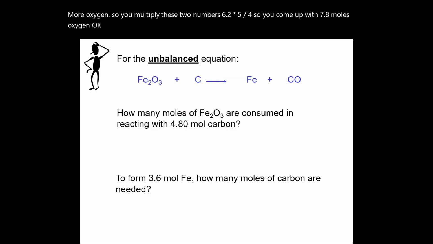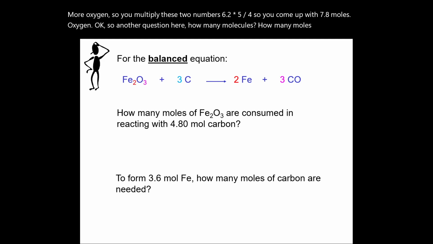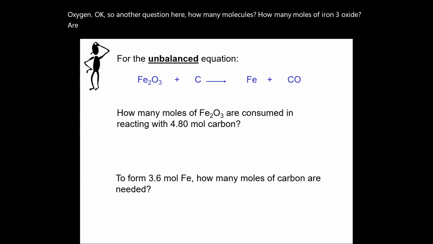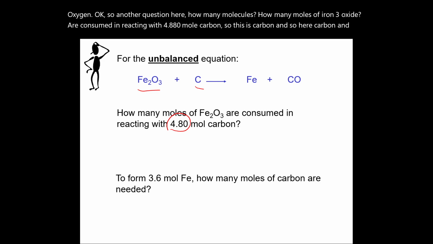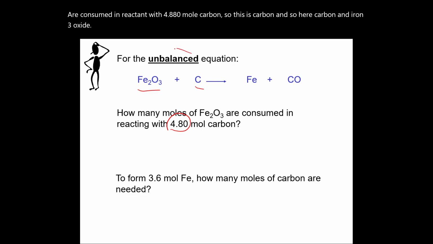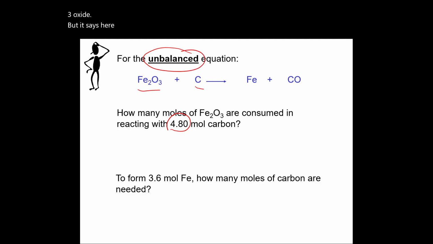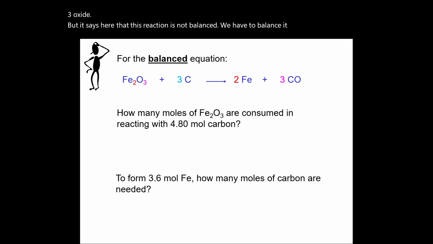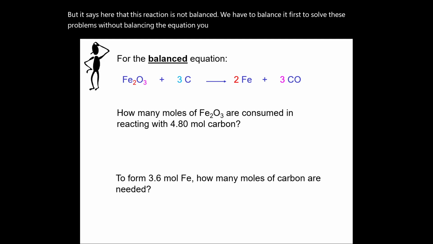Another question here. How many moles of iron trioxide are consumed in reacting with 4.880 moles of carbon? So here we have carbon and iron trioxide. But it says that this reaction is not balanced. We have to balance it first to solve these problems. Without balancing the equation, you come up with wrong numbers. So the first thing we do is balance the equation.